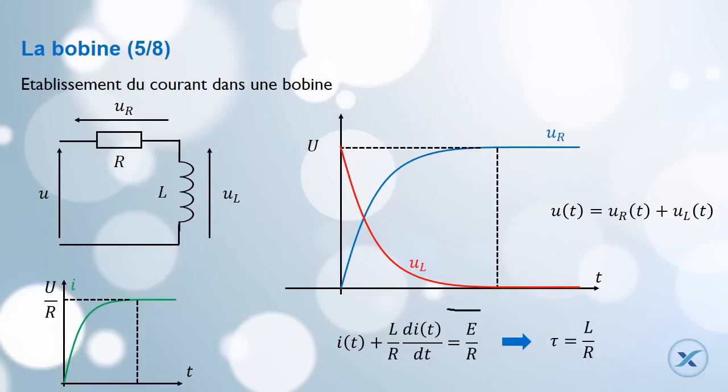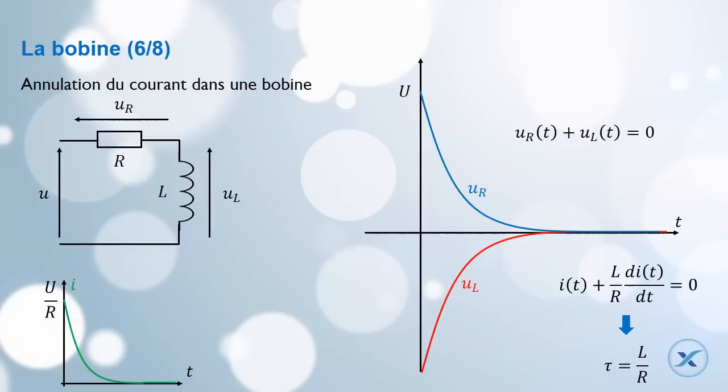Here we have the equation that governs the establishment of the current in the circuit. So it's i(t) plus L over R di/dt is equal to E over R. We see that it's a first-order differential equation whose time constant, tau, is equal to L over R.